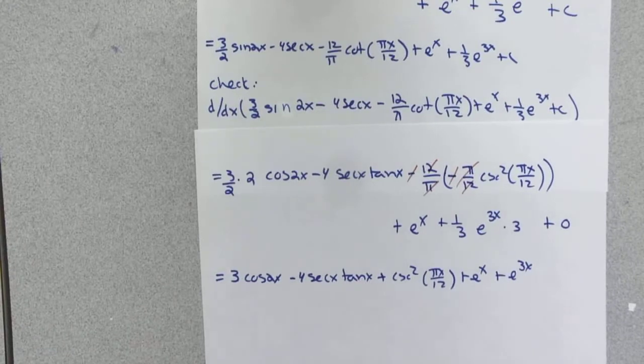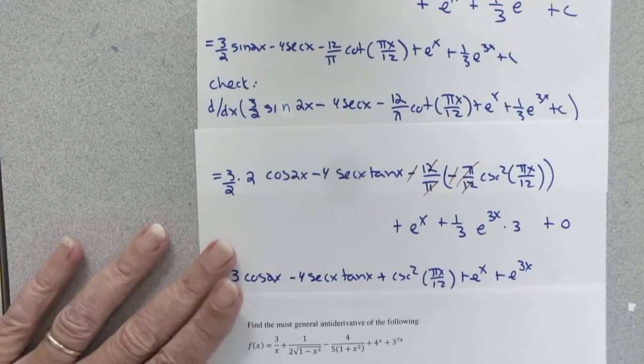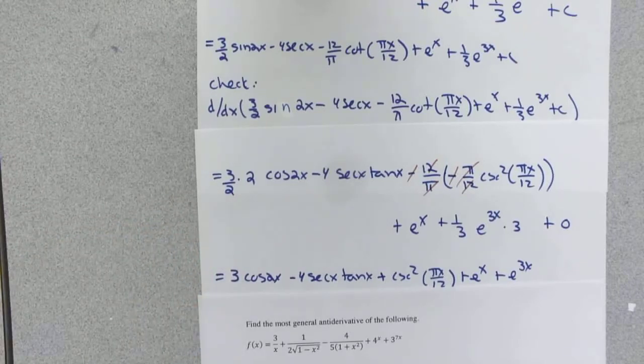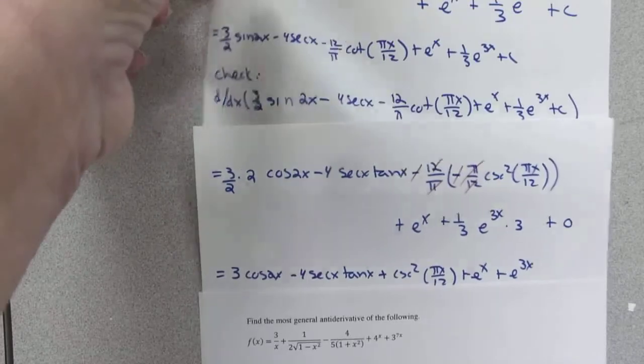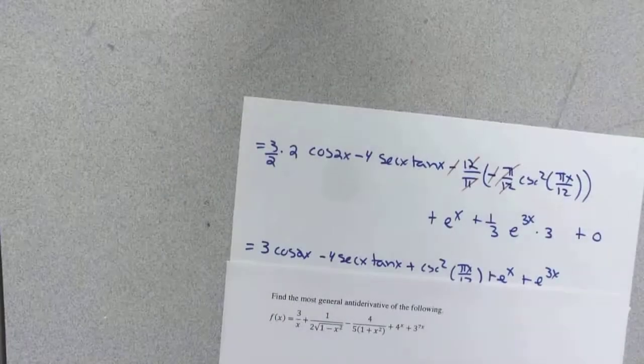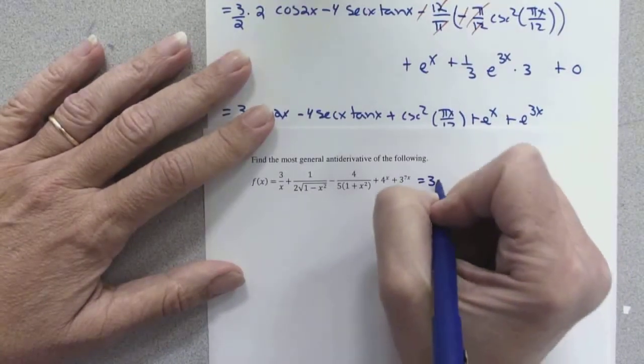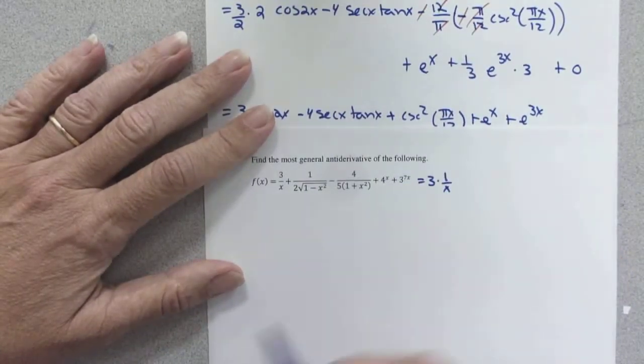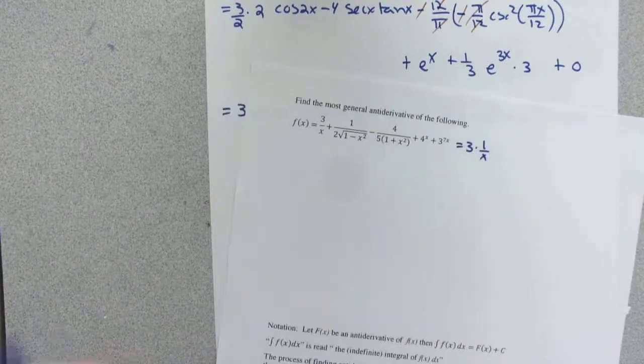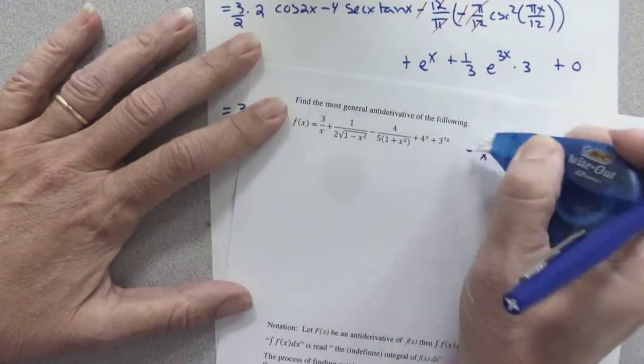Okay. Last basic problem, and then we'll change topics. Not really, but just a little bit. Find the most general antiderivative. Okay, let's rewrite this a little bit. So that's 3 times 1 over x. I'll run out of room if I write it there, so let's write it down below.